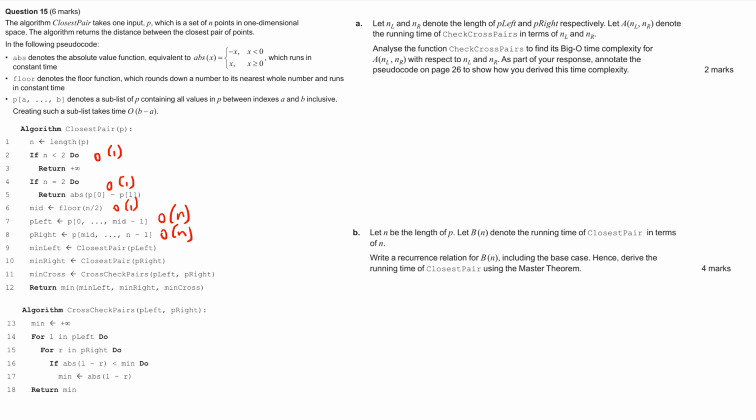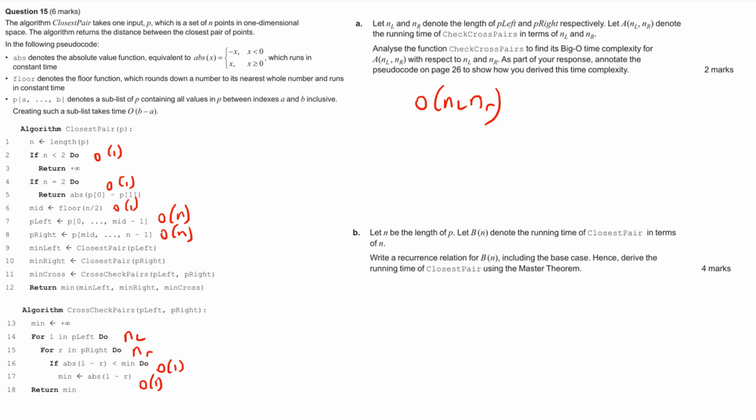Then we have min cross or check cross pairs. Actually, check cross pairs was the one that we wanted to compare, so I'm probably getting a bit preemptive because I know what's coming with this. For L in P left, so that is going to be NL. Then we have NR, and it's a simple double nested loop, really. We probably want to say that that is constant, and we're going to end up with big O of NL NR. Because it said to annotate the pseudocode, I would definitely put in the constant time bits as well.